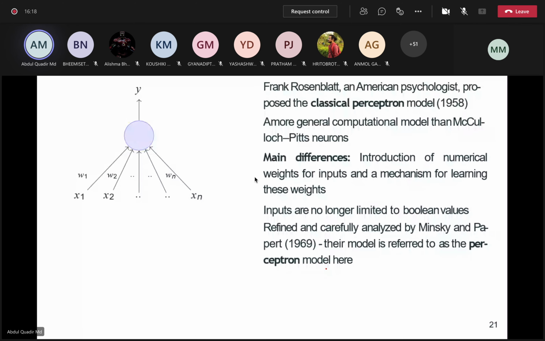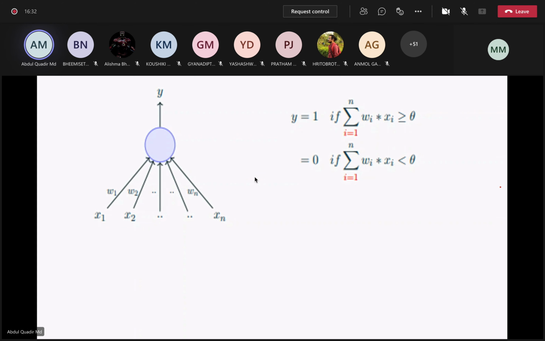This was redefined and carefully analyzed by Minsky and Papert in 1969, and this model is referred to as the perceptron model. Now, what is the equation of the perceptron? What is the generalized equation of a perceptron, students? With inputs X1, X2, X3, X4, it is X1 into W1, plus X2 into W2, plus X3 into W3, plus X4 into W4, plus Xn into Wn, or Xi into Wi, whatever you call it.